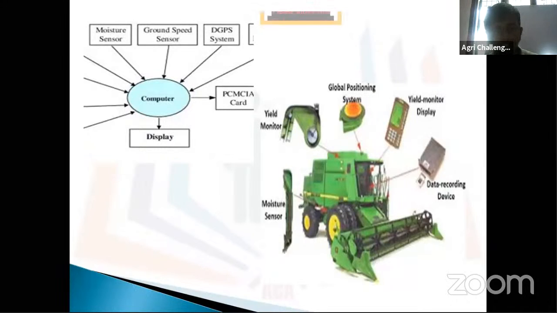To avoid all these things, we are now using remote sensing based crop cutting experiment, or remote sensing based yield monitoring. And this concept Narendra Modi has now included in Fasal Bima, the new crop insurance scheme.